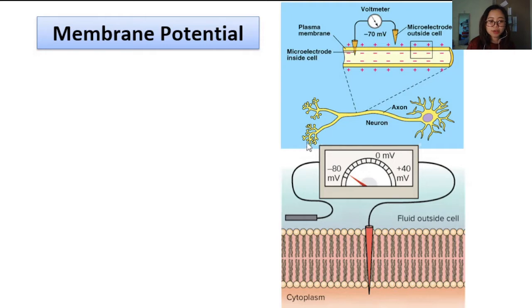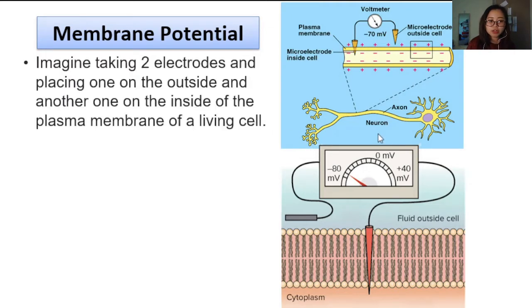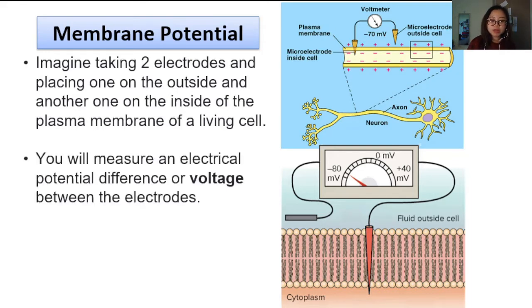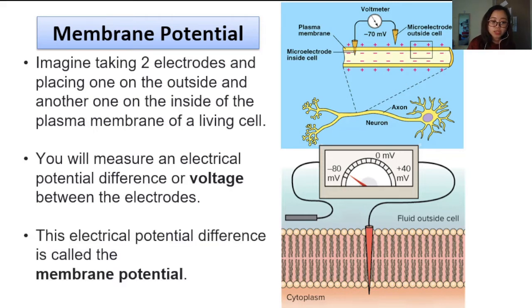So here's a diagram about membrane potential and kind of the concept of it. So you imagine you take 2 electrodes and you place one on the outside of the cell and another one on the inside of the plasma membrane of a living cell. You will measure an electrical potential difference or voltage between the 2 electrodes. This electrical potential difference is what we call as the membrane potential.